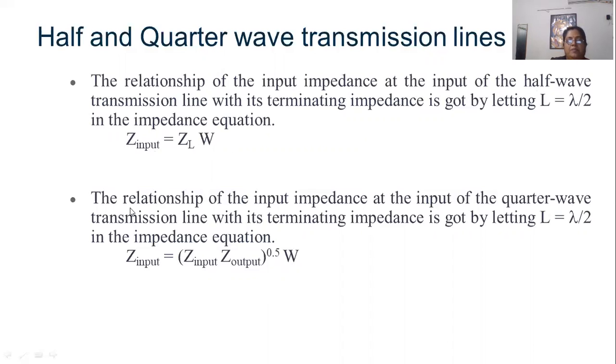The relationship of the input impedance at the input of the quarter wave transmission line with its terminating impedance is got by letting L equal to lambda by 4 in the impedance equation. Here the input impedance is equal to the square root of Z input into Z output.